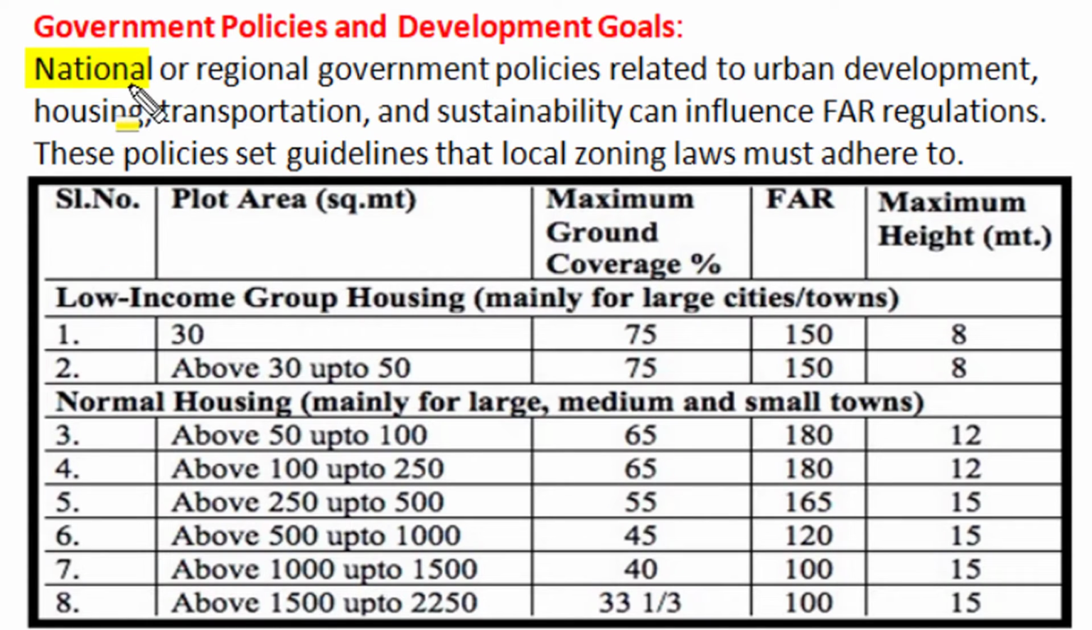National, central government of India, or regional state government policies related to urban development, housing, transportation, and sustainability can influence FAR regulations, as they can control the maximum ground coverage for different types of land plots. They can also decide the height of any construction project, and FAR is related to that. So these government policies and development goals set guidelines for local zoning laws to decide FAR, and in a particular local zone, one must adhere to that decided FAR.